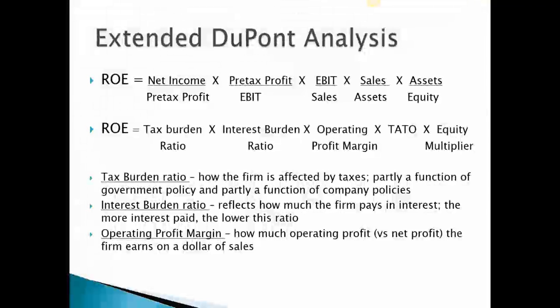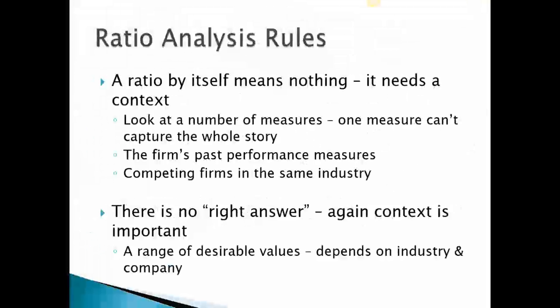And then finally, the operating profit margin. I think we've actually looked at that on a previous slide, but that's how much operating profit the firm earns on each dollar of sales. So the higher the operating profit margin, everything else being equal, the higher the return on equity will be. And then the other ratios, TATO and Equity Multiplier, are as they were before. That's the DuPont analysis. And in wrapping up, let's take a look at this very last slide.